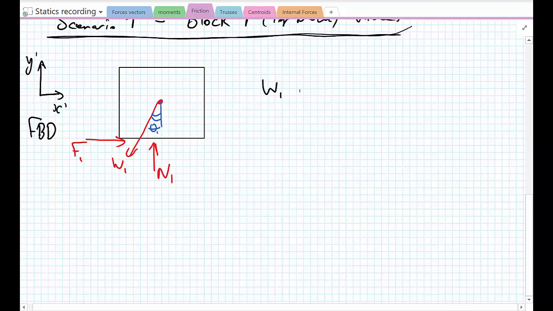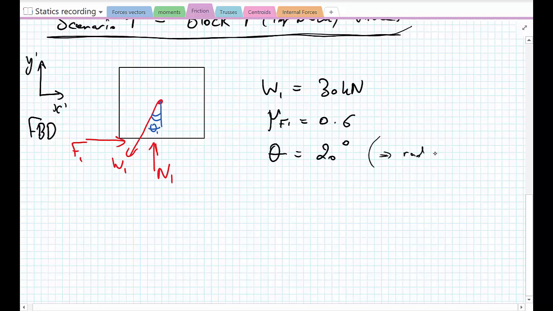So we have W1 equals 30 kilonewtons, mu F1 equals 0.6, and theta equals 20 degrees. You might need to calculate this in radians in your calculator, or if you're using MATLAB or Excel, be careful of what your calculator uses, whether it uses radians or degrees. Anyway, let's take the sum of the forces in the y dash direction first of all.